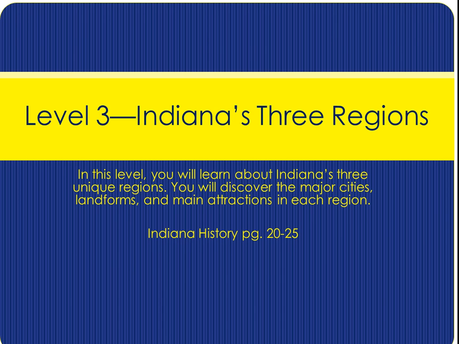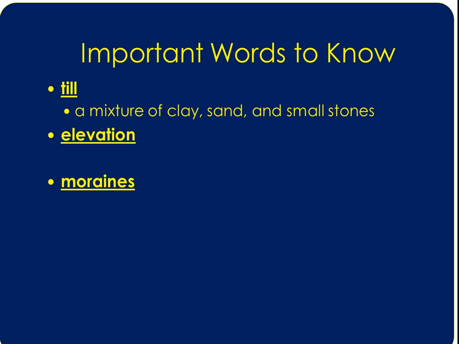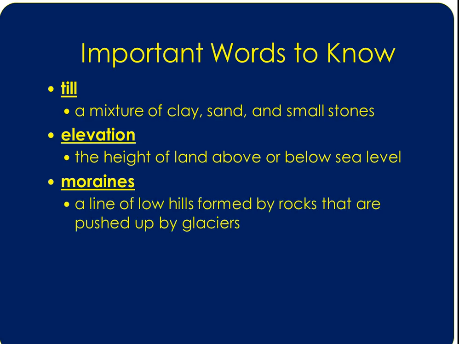We always start each level by looking at the vocabulary words. The important words to know, there are 3 of them for this level. They are till, elevation, and moraines. Till is a mixture of clay, sand, and small stones. Elevation is the height of land above or below sea level. And moraines are a line of low hills formed by rocks that are pushed up by glaciers. You'll see a picture later of what moraines look like.